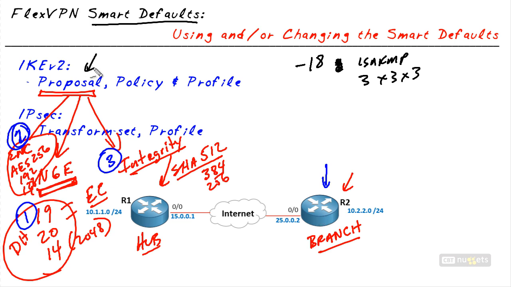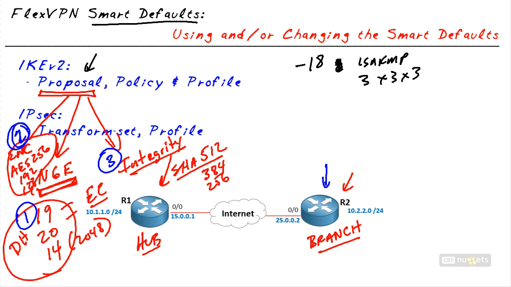We can use the default proposal, which, depending on our platform and how many encryption sets we support, may vary a little bit. However, it's highly likely that at least one Diffie-Hellman group, one encryption algorithm, and one data integrity algorithm, or hashing algorithm, from the default proposal will be compatible with R2 if it's using its IKE version 2 default proposal with the hashing, encryption, and data integrity elements that it has in its default.